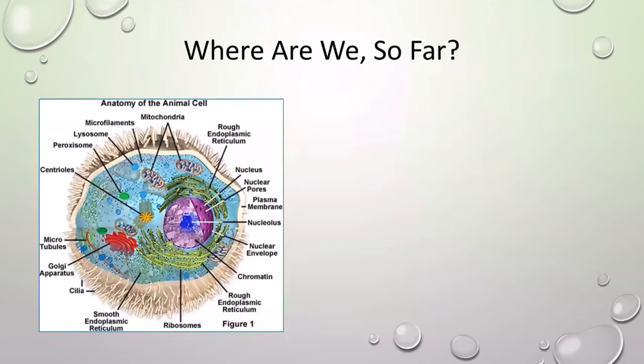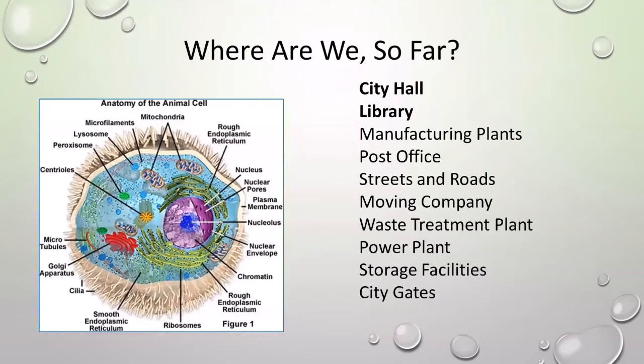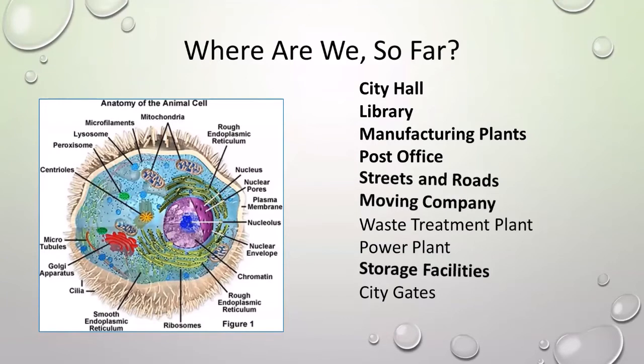So where are we so far? We have the city hall and the library. We've looked at manufacturing plants and post offices. Next thing we're going to look at is the streets and roads and the moving company and some storage facilities.